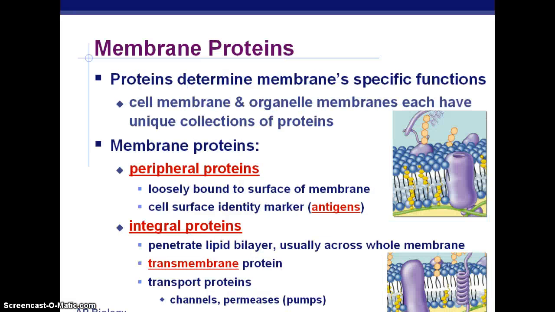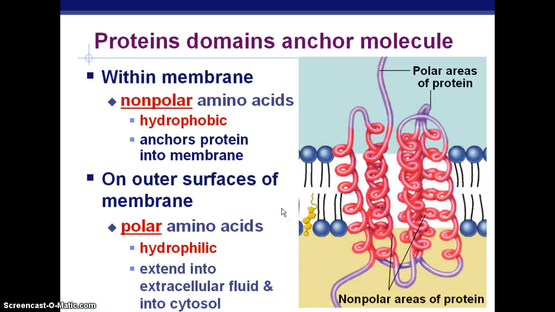Membrane proteins, as I said, there's two types. There's peripheral proteins, which sit on one side of the membrane, and there's integral proteins, which span the entire membrane. When you're looking at proteins, particularly the integral proteins, they're going to have to mimic what we talked about previously, where you have hydrophilic and hydrophobic regions.